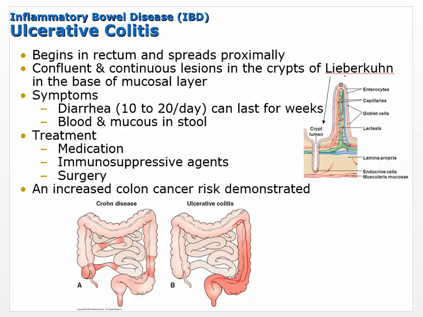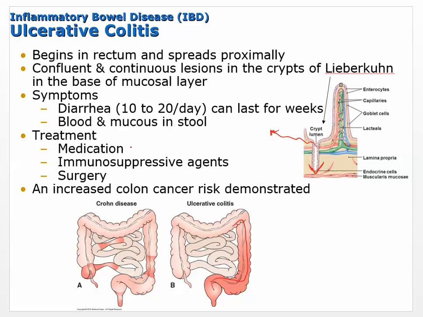It happens in these areas called the crypts of Lieberkühn in the submucosal layer. And so these are these little crypts, and that tends to be where the inflammation begins, and then it can spread. So symptoms: diarrhea, which can last for weeks, sounds awful, 10 to 20 a day, blood and mucus in the stool. So really what happens is, with a lot of these GI disorders, you're just having a hard time handling the food that's moving through here. Okay, so blood and mucus in the stool.